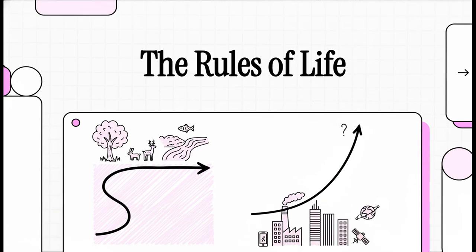Have you ever wondered if there's a master plan for life on Earth? A hidden set of rules that connects something as simple as a single blade of grass to the entire human population? Well, the answer is a surprising yes. And together, we're going to uncover these fundamental principles that shape every single living thing on our planet.